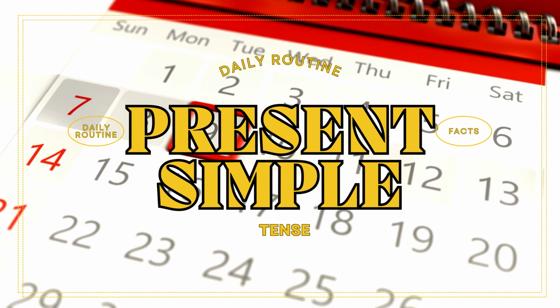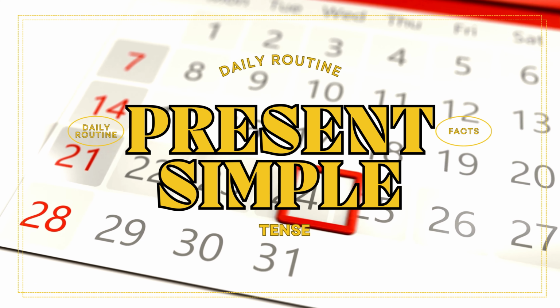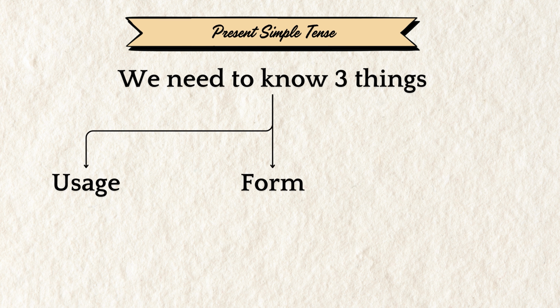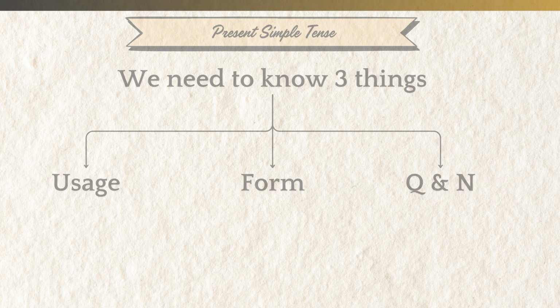Today, we're going to talk about one of those tenses, the present simple tense. We need to know 3 things about any tense. First, the usage, when we use this tense. The form, how to form a sentence using it. And the question and negative. Let's start with the usage.